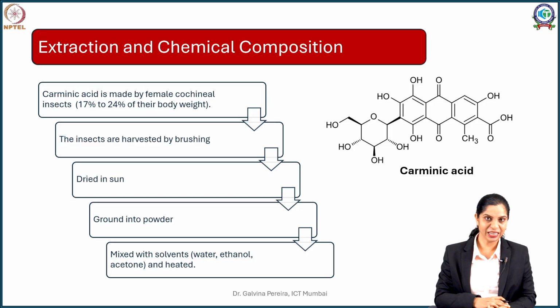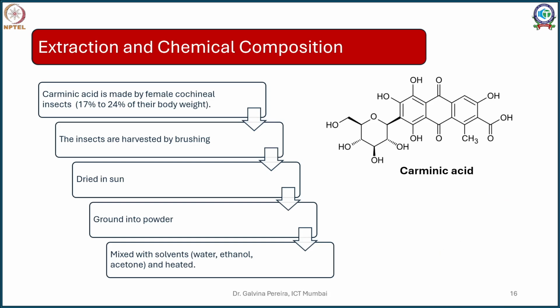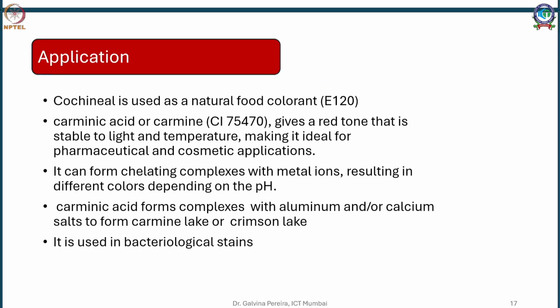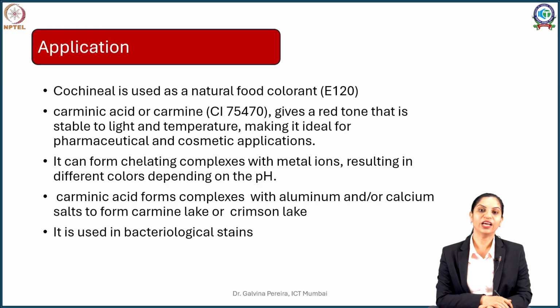Now in some cases this dye is further reacted with metals such as aluminium and converted into lakes. Lakes are insoluble salts, so they get converted from dyes to pigments, and in some cases the pigments also are used. So if you see cochineal, cochineal is used as a natural food colorant. It is approved with an E number of E120.